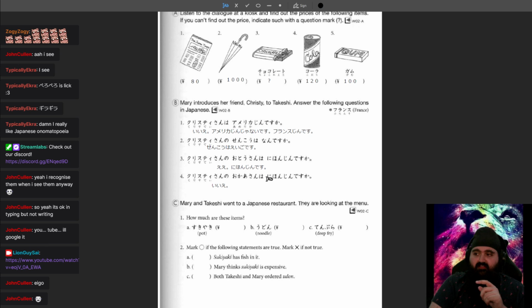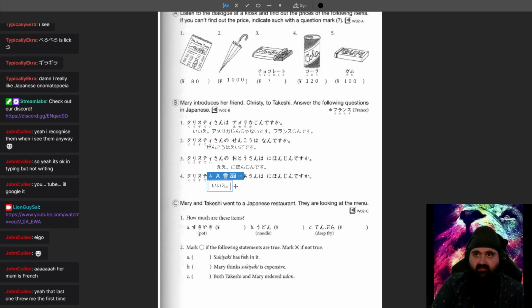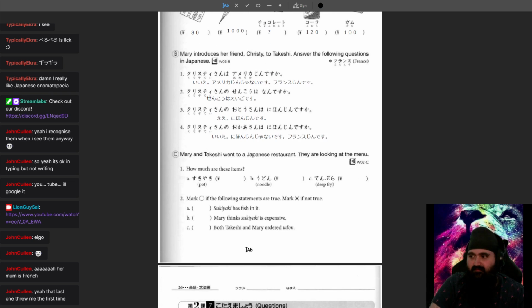And here the question that the textbook is telling us to answer is, is her mom Japanese? So even though she said yes, it was to a different question. So いいえ、日本人じゃないです。フランス人です. We have to be careful. Her mom is French. Yeah, that last one threw me off the first time. It's a little tricky, but that's why we learn.